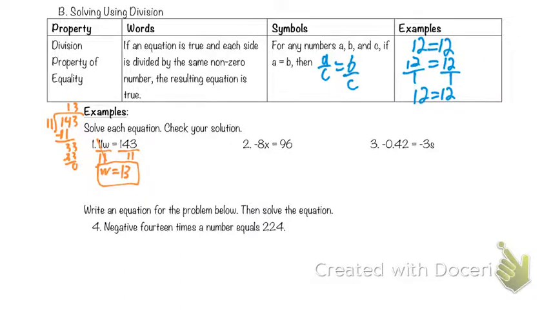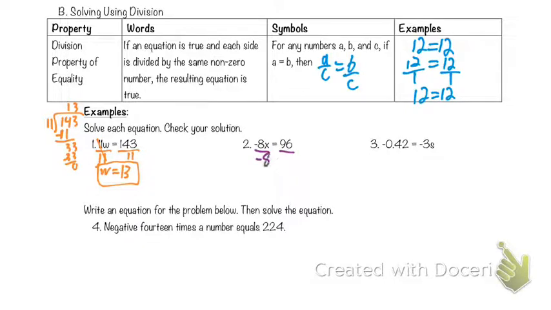Okay. Let's look at number 2. Negative 8x is equal to 96. Well, Jaden, what's happening with our variable x? It's being multiplied by negative 8. How do we undo multiplication, guys? Division, okay? So what are we going to divide by here? Negative 8. We divide by exactly whatever's there.